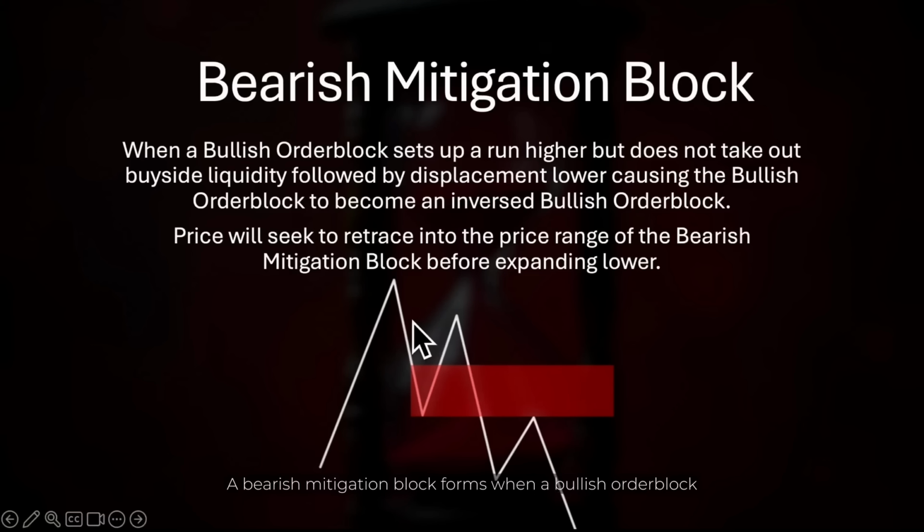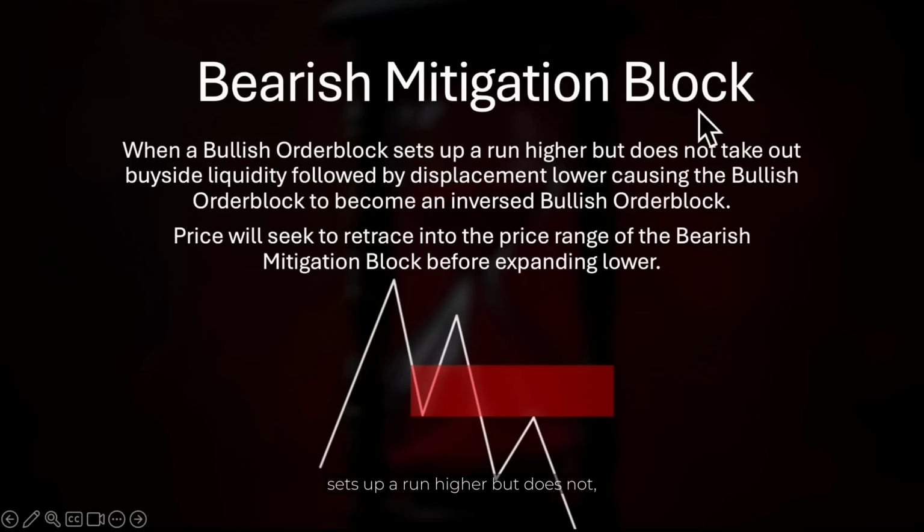A bearish mitigation block forms when a bullish order block sets up a run higher, but does not, pay attention to the word does not, take out buy-side liquidity, followed by a displacement lower, causing the bullish order block to become an inverse bullish order block. Price will seek to retrace into the price range of the bearish mitigation block before expanding lower. The price pattern of a bearish mitigation block is very similar to the price pattern of that bearish breaker.